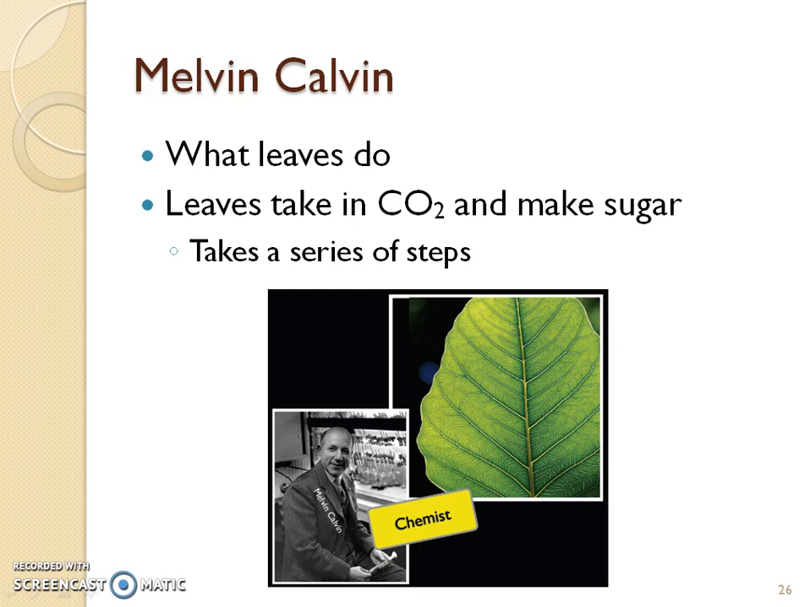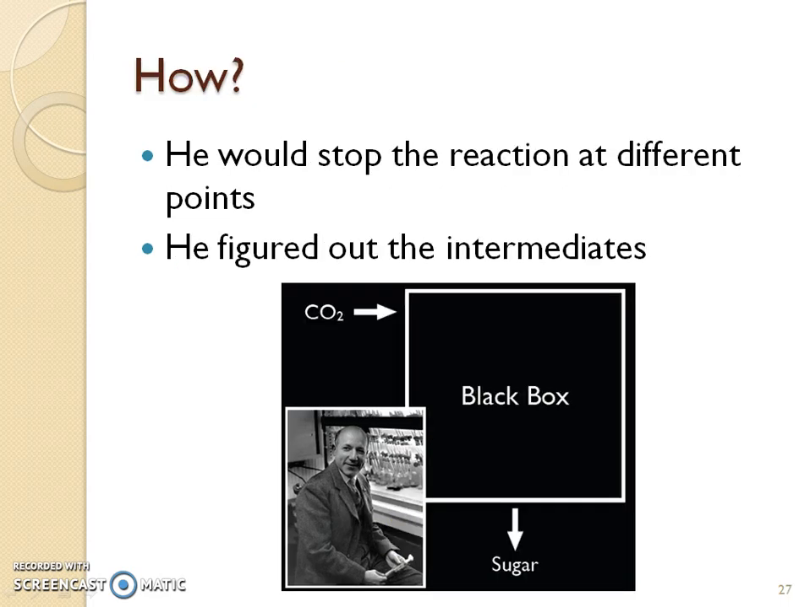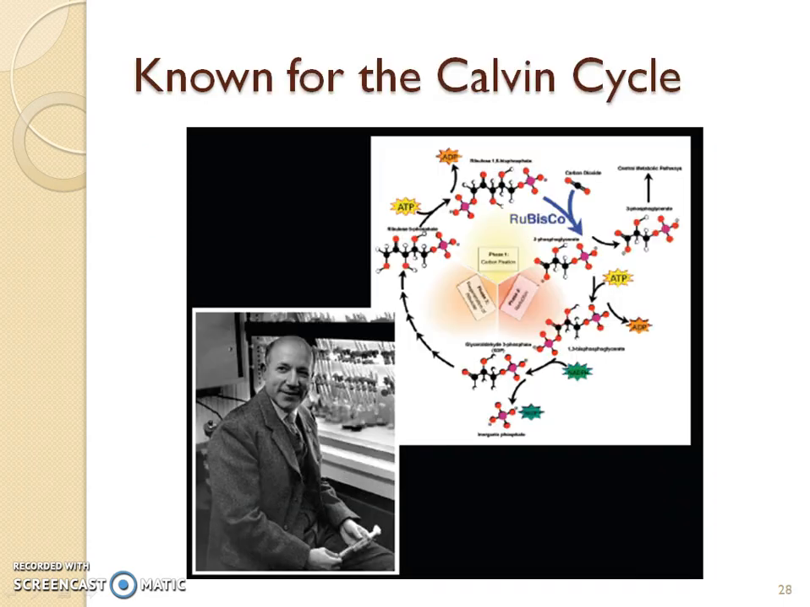He talked about the Calvin cycle and about how leaves go from CO2 and make that sugar. How does it do it? Well, again, that reaction is going to stop at different points. So he figured out that there were some kind of intermediates. There were some things that were not included in the overall reaction, but they have to be included at some point to be used in a different reaction. So that's called the Calvin cycle. So for those of you who might be moving on to biochem.